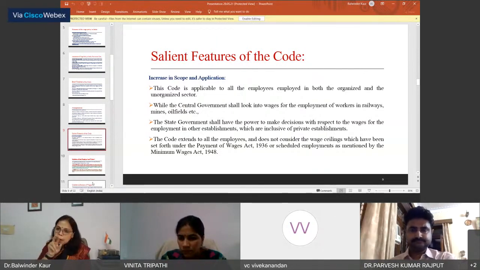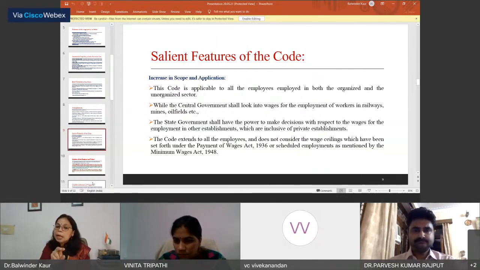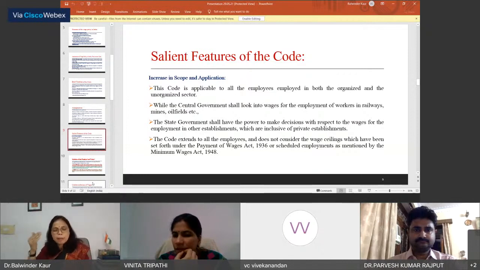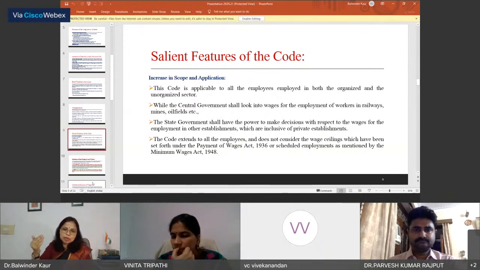1948. The Minimum Wages Act would apply only to the scheduled employment. So there was a schedule under the Minimum Wages Act, and the list of employments was mentioned, and the Minimum Wages Act would apply only to those scheduled employments, not any other employment. Then the power was given to the appropriate government. Appropriate government could be a state government or a central government. They can incorporate other employment under the schedule, but basically it will be applicable to scheduled employment.